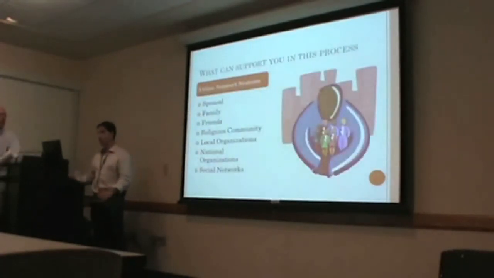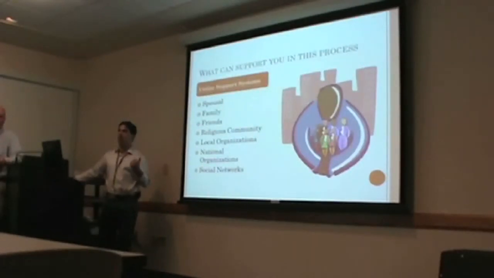So who can support you in the process? If you don't mind, I'll tell you first, in Maryland there's an organization called Pathfinders for Autism. Then there's a national organization that has local chapters. It's called Autism Society of America. Most counties have a chapter.